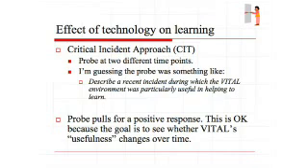So this is the effective technology on learning. It takes a critical incident approach, and you probe at two different points in this study, which I thought was a very clever idea. I'm guessing the probe was something like, describe a recent incident during which vital environment was particularly useful in helping to learn. So the probe pulls for a positive response. So you might think that's bias, but it's okay because the goal is to see whether vital's usefulness changes over time.